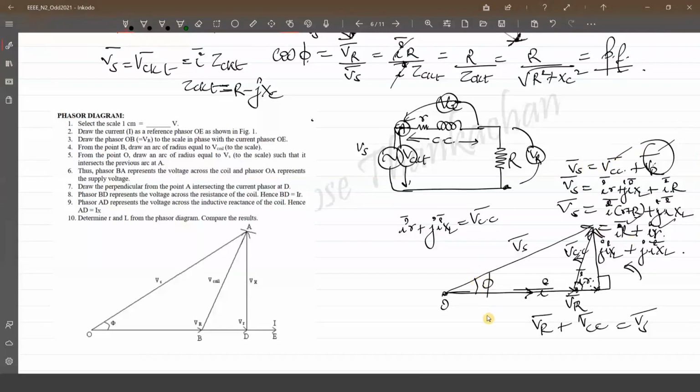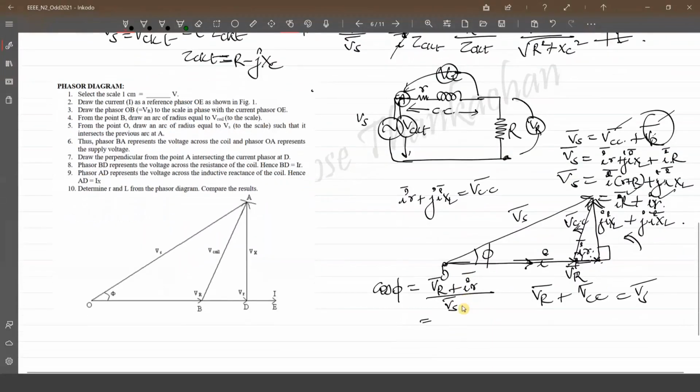This angle is known as phi. And what is cos phi here also? If I find out what is cos phi, base. What is base here? From here to here, this is VR. And how much is this? Plus I into small r. This quantity is I into small r, isn't it? So this is VR phasor plus I into small r. This is the total value. This is the total base divided by hypotenuse Vs. Isn't it? In terms of magnitude, how much will this be?